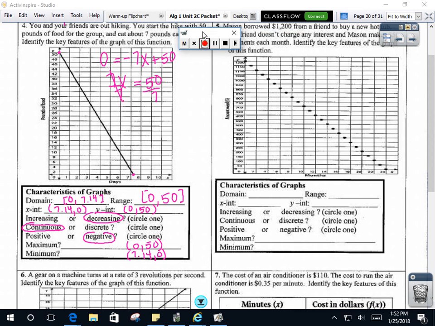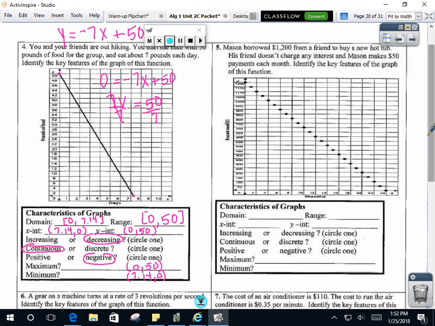All right, number 5. First, let's write the equation. Y equals, well, first let's read the question. Mason borrowed $1,200 from a friend to buy a new hot tub. His friend doesn't charge any interest, and Mason makes $50 payments each month. Identify the key features of the graph of this function. Okay, well, y equals, what is the slope? But negative 50, right? Because the graph's going down because he's paying off the debt. And then plus, right, the starting point, what he borrowed.